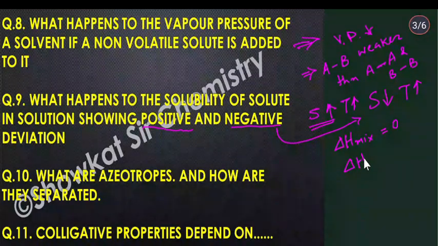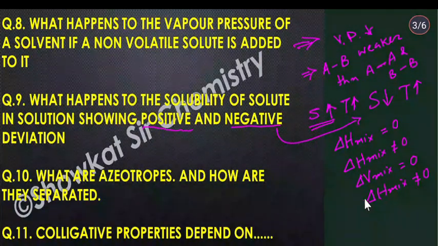Similarly, in case of a non-ideal solution it will not be equal to zero. Similarly, del V mixing, that is the change in volume after mixing, is zero in case of an ideal solution, but in case of a non-ideal solution it will not be equal to zero. So when we have a solution which shows positive deviation, del H mixing will be greater than zero. Similarly del V mixing will be greater than zero, isn't it?